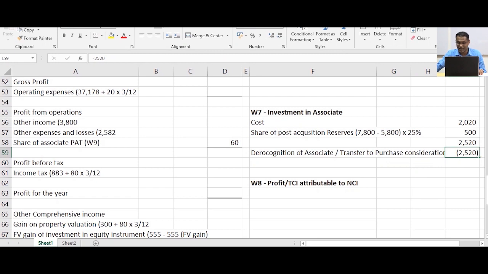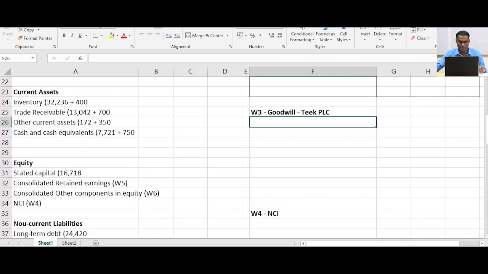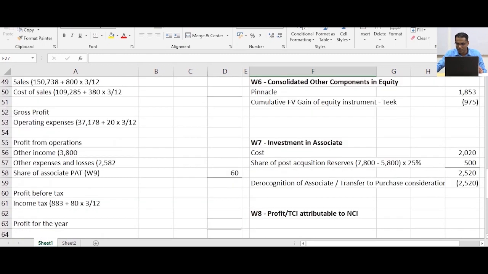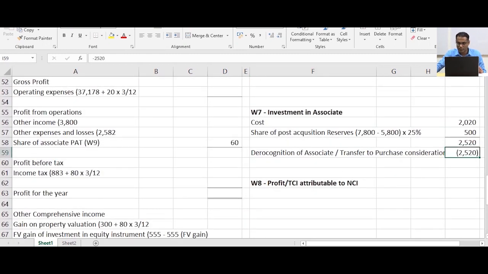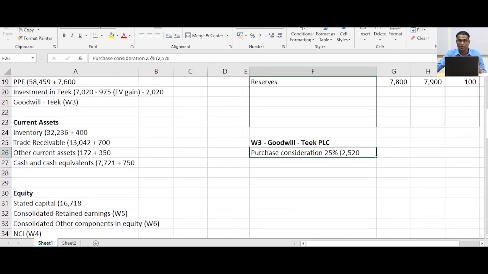So credit here, and it is debited as a part of purchase consideration, which means it is taken to the goodwill calculation. So in the goodwill calculation you can say purchase consideration. How much is the purchase consideration of this 25% holding? First of all, 2520. Did you understand the double entry? What did we do? Credit the investment in associate 2520, debit that to the goodwill calculation. This is the purchase consideration.